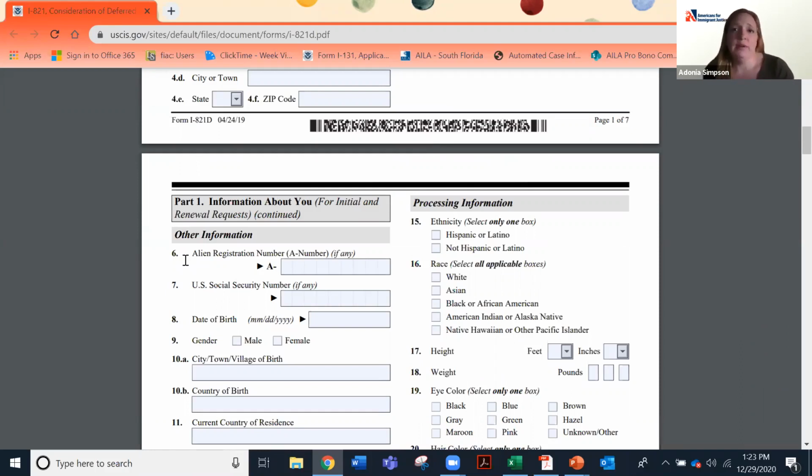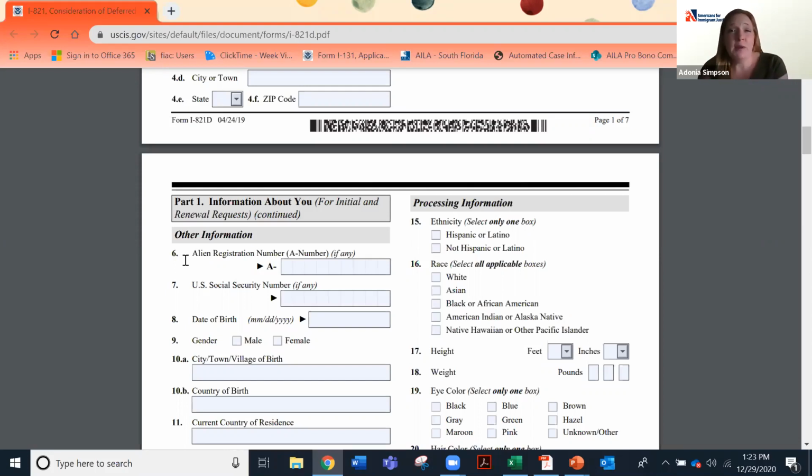This A number is really important. It's your immigration file identification number. So it follows you everywhere. It'll be on your work authorization. It will be on all your receipts. If you ever have to communicate with immigration, it's a really important number to have. So if you have one, you want to include it. If you don't, that's completely fine.